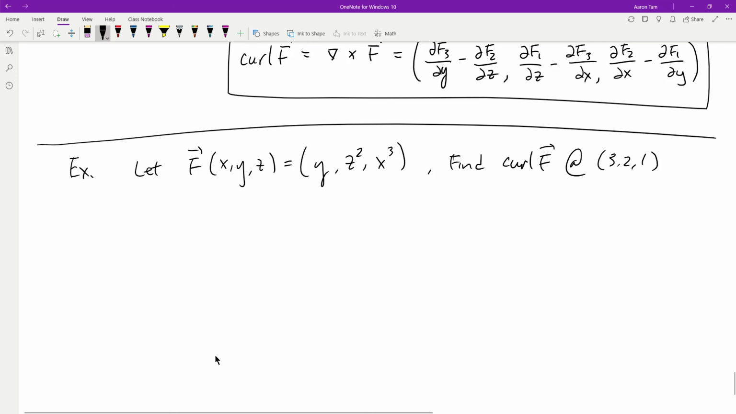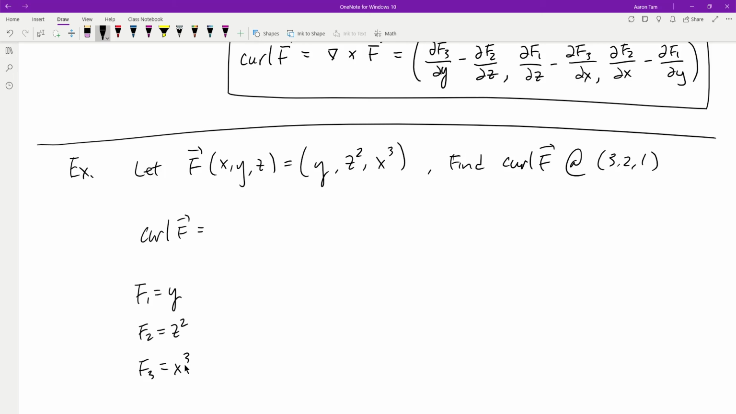Okay, so let's go and give it a try. To find the curl of vector f, I simply use the formula right there. Before I use the formula, maybe I'm going to write out the 3 functions that we have. f1 is y, f2 is z squared, and f3 is x to the third.